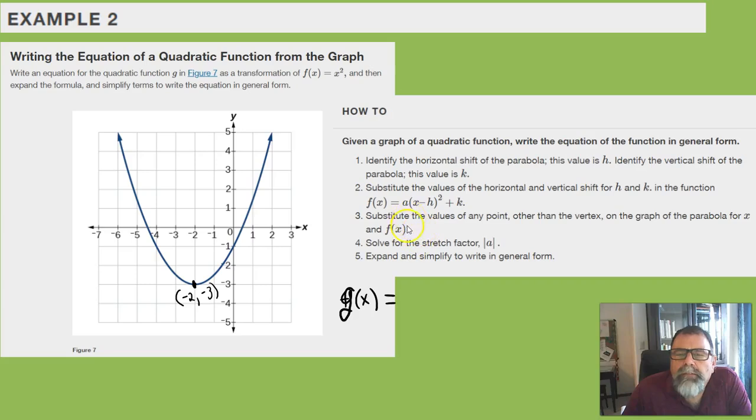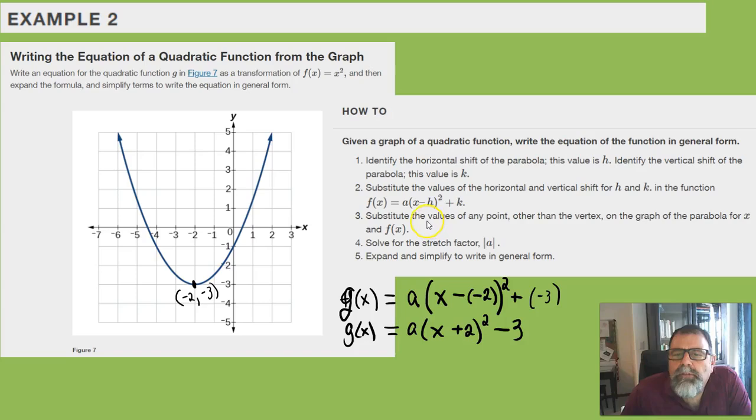So g of x is equal to a, we haven't figured that out yet, x minus a -2, so that becomes +2. I'll just go ahead and write minus a -2 for right now. Remember that you switch the sign of whatever h is. So if this is +2, then this would be -2. So this would be +2. And then k is -3. Okay, so let's do this. x +2 squared -3.